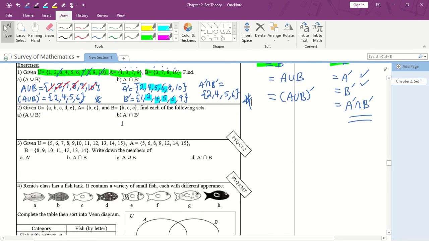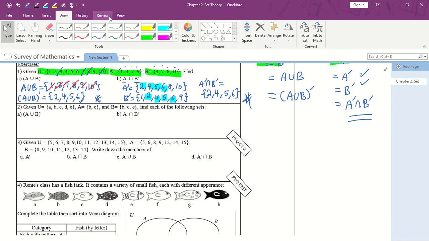Okay, let's look at the second question here. U is equal to A, B, C, D, E. The set A is equal to B, C, and set B is equal to B, C, E. Now find A union B prime. Again, the same question asking you to find A union B prime. So try. What is your A? Your A is B, C. Your B is B, C, E.